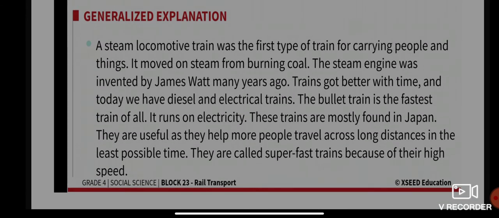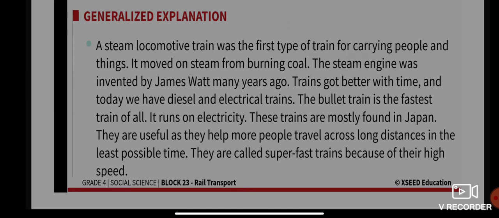See, a steam locomotive train was the first type of train for carrying people and things, because it is old. It moved on steam, that is from burning coal. The steam engine was invented by James Watt many years ago. So trains got better with time. As time passed, the train also got better. And today we have diesel and electrical trains instead of the steam engine.